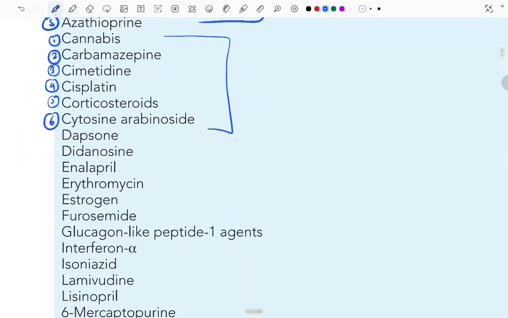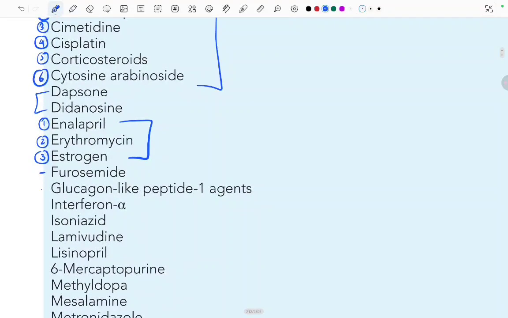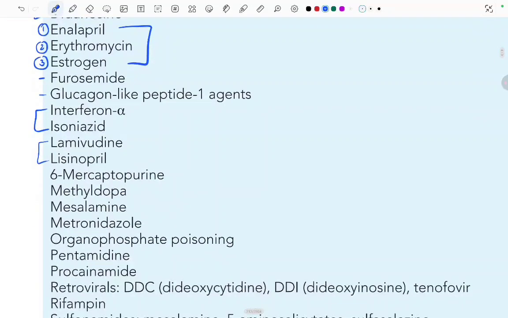Now from D we have only 2, that is dapsone and didanosine. Then from E we have enalapril, erythromycin, and estrogen. Then from F we have furosemide. From G we have glucagon-like peptide 1 agents, interferon and isoniazid, lamivudine and lisinopril, 6-mercaptopurine, methyldopa, mesalamine and metronidazole.